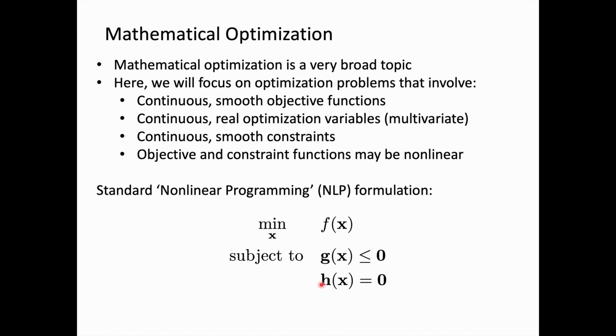Something to point out here is that G and H, using my notation, are bold. These functions are vector-valued functions in general, and so the outputs of G and H have more than one output. So in this compact representation, we can define a nonlinear continuous optimization problem using these two sets of constraints.